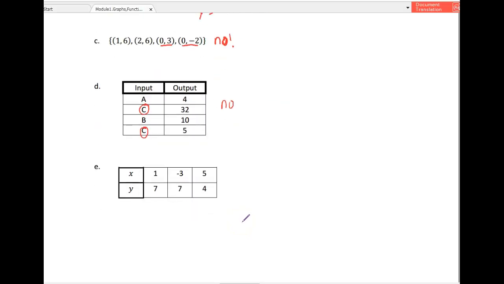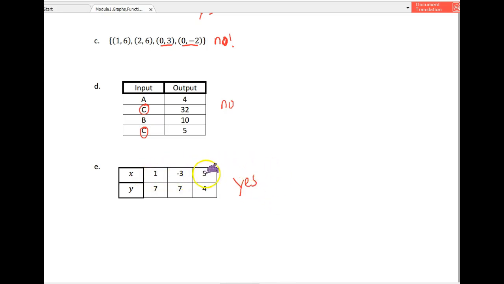And looking down here at this table, I see the inputs, again I said, are the x values in general, and the outputs are the y values. So I have 1 going to 7, negative 3 going to 7. You might say, hey wait, I see a repeat, but that's in the output. 1 itself only goes to 7, negative 3 only goes to 7, and 5 only goes to 4. So for each one of these distinct inputs, they only go to one output. So yes, this is a function.